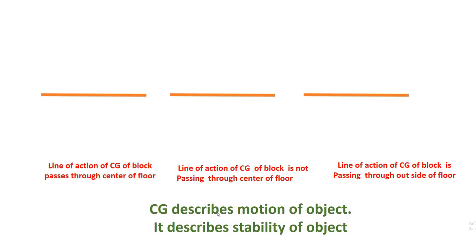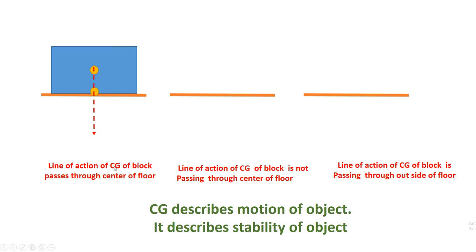Now look over here. CG describes the motion of an object. It describes the stability of an object. How is it? Let's see. Consider this block that is resting on the floor, right? So the line of action of the CG of this block, where is the CG? Over here. And the CG of this floor is over here.